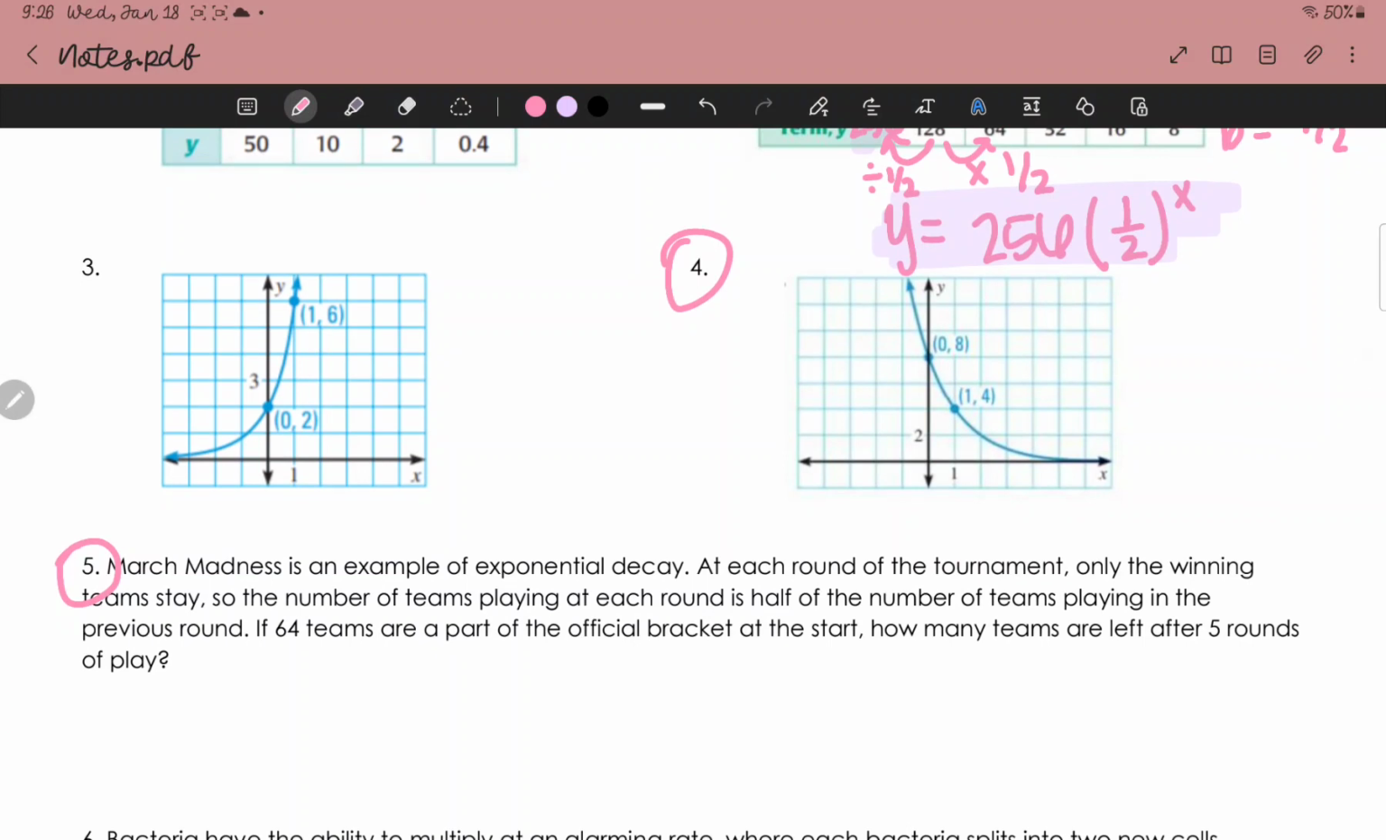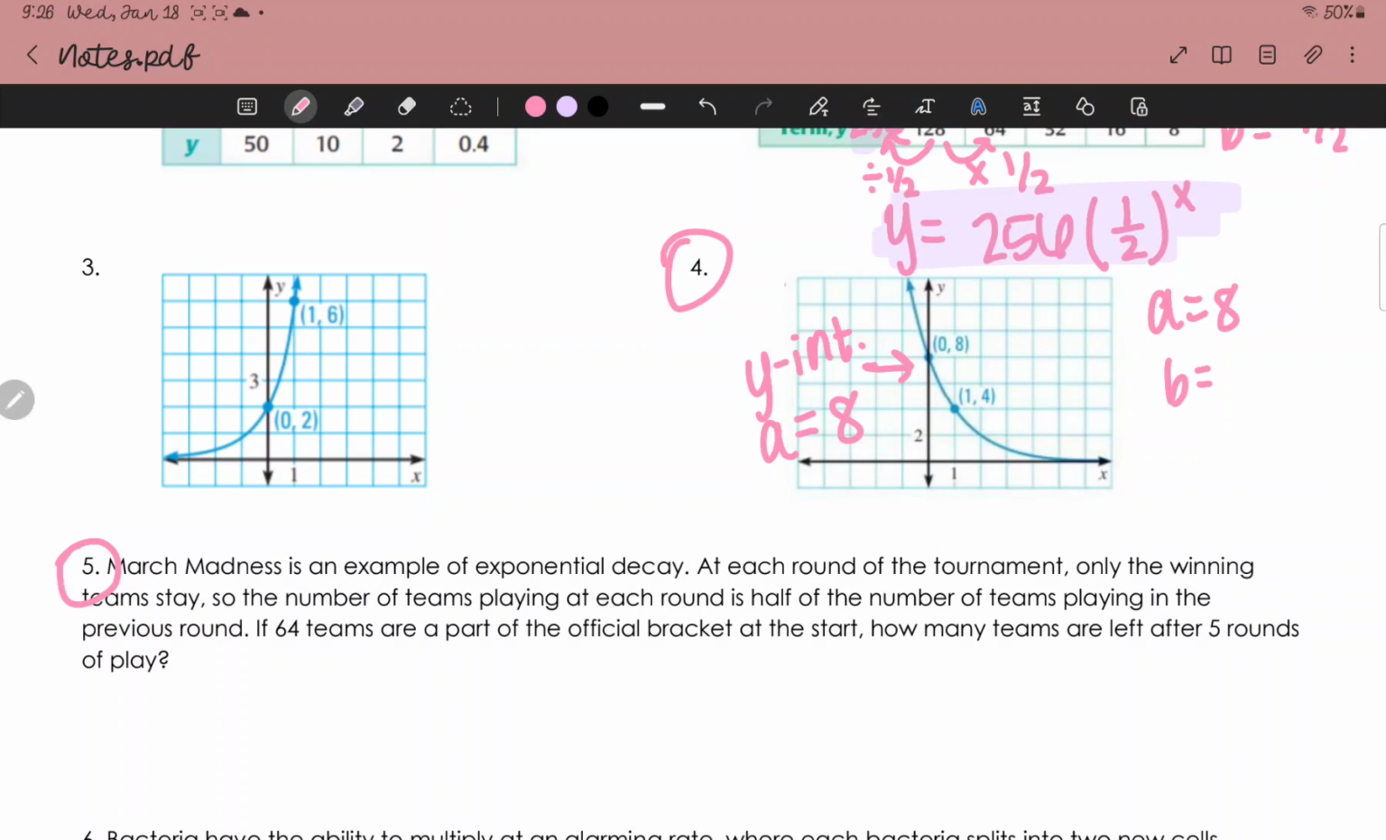All right, number 2. We can already identify our y-intercept. Again, your y-intercept is where your graph crosses the y-axis. Our graph crosses the y-axis at (0, 8). So when x is 0, what's our y? Our y is 8. So our y-intercept is 8, which means that my A is 8. I have my A identified.